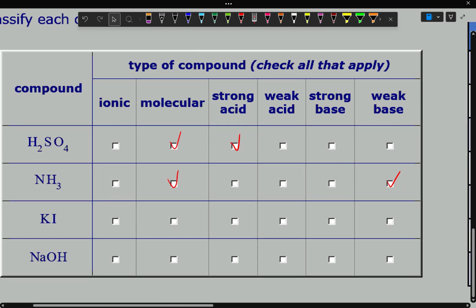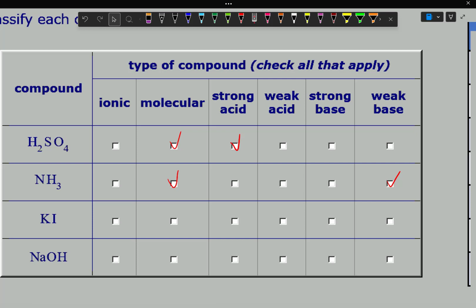Next up, we have KI. That's potassium iodide. Potassium is a metal, and iodine is a non-metal, so this is ionic. Now, it's not a strong acid, weak acid, strong base, or weak base. In order for something to be an acid at all, it needs to be able to donate a hydrogen atom, and there's no hydrogen atom in this formula.